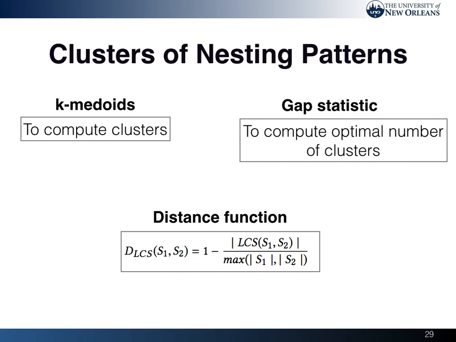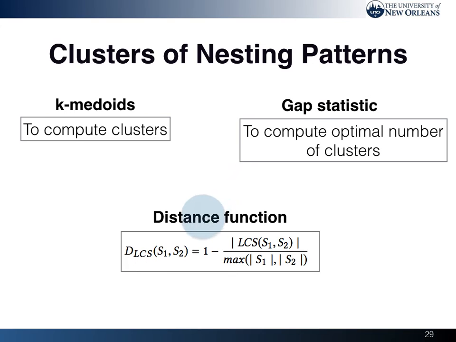To cluster nesting patterns, we use K-medoids algorithm, a variant of K-means. To determine the optimal number of clusters, that is K in K-medoids, we use the gap statistic method over the available options such as the elbow method. We use a longest common subsequence based string metric to measure the distance between a pair of nesting patterns.